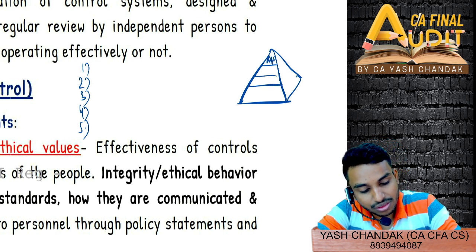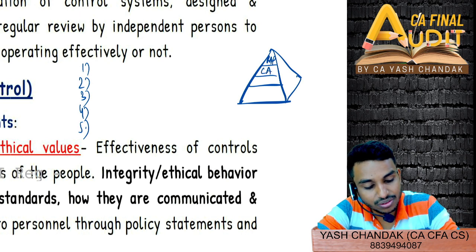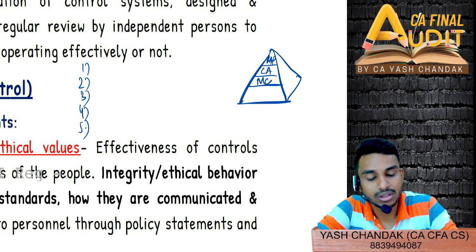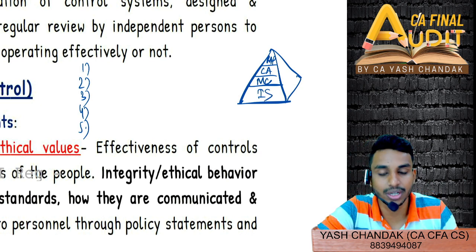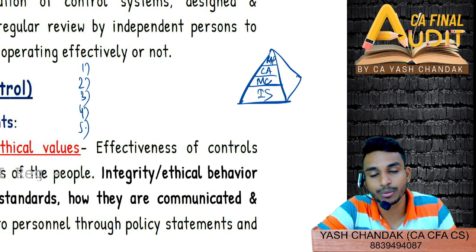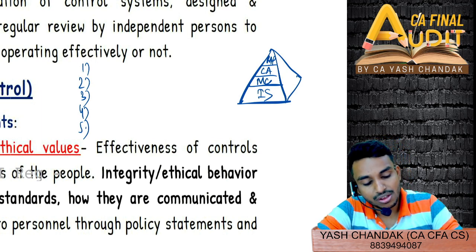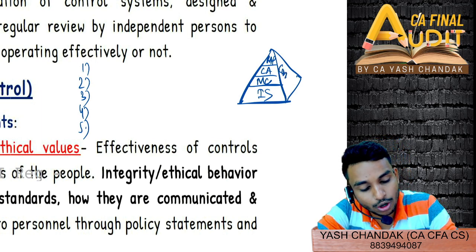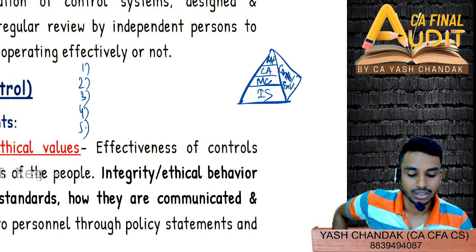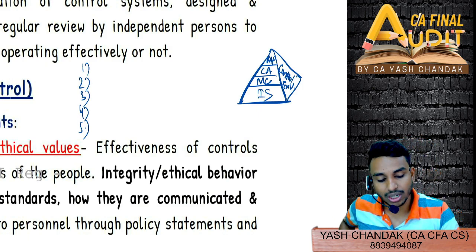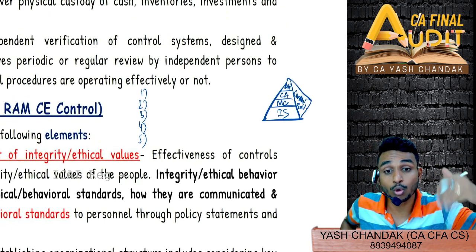Risk assessment process, control activities, monitoring of controls, and your information system. Just now what we saw below, information system control, right? That is a component of the internal control system. Similarly, I told you the brain of the internal control system is what? Control environment, CE, control environment. The most important component of internal control that sets the tone of the entity.